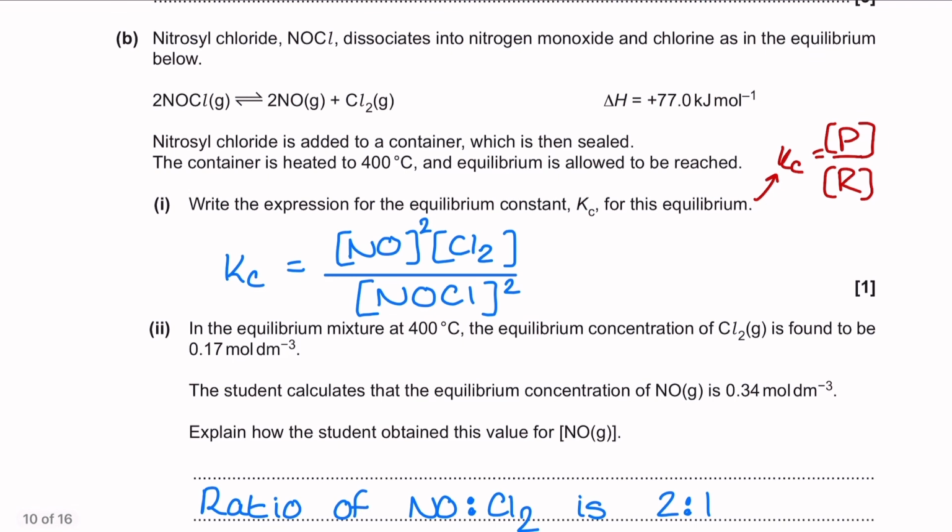Nitrosyl chloride, NOCl, dissociates into nitrogen monoxide and chlorine as shown by the equilibrium below. The nitrosyl chloride is added to a container which is sealed, so it's closed conditions, and the container is heated to 400 degrees C, and the equilibrium is allowed to be reached. Write the expression for the equilibrium constant. No problems here, it's just products over reactants, and don't forget your squared. So when I say don't forget your squared, I mean the power of 2 and the square brackets.